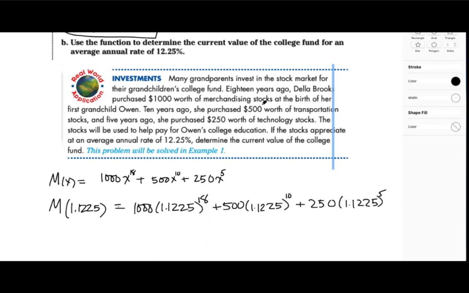So what we're going to do is really just plug that information in. I don't know about you, but I am not interested in doing this by hand. It would take forever. So with the help of a calculator, we find that the amount of money that Grandma saved for Owen is going to be somewhere close to $10,038.